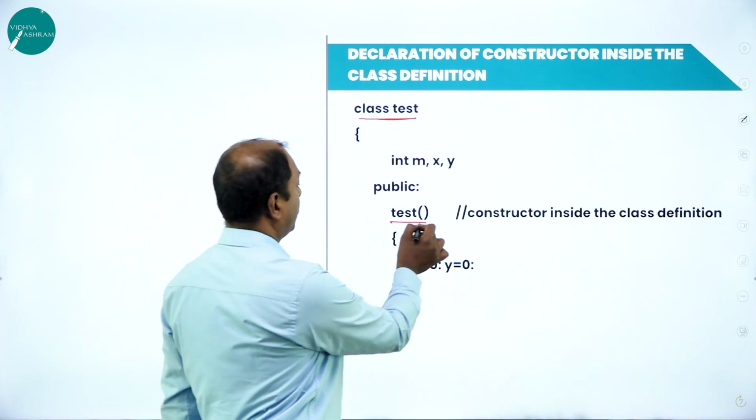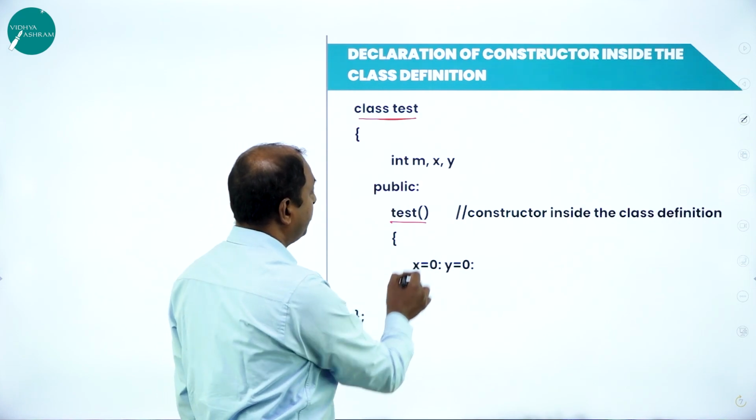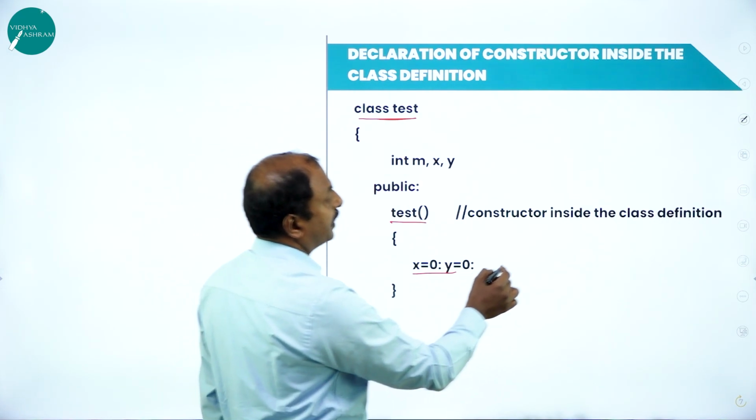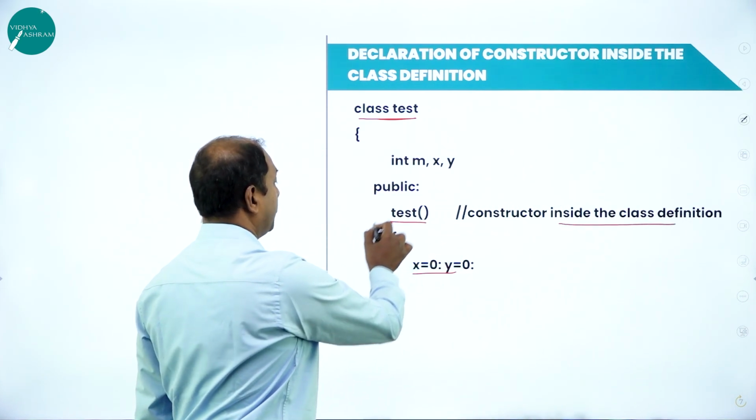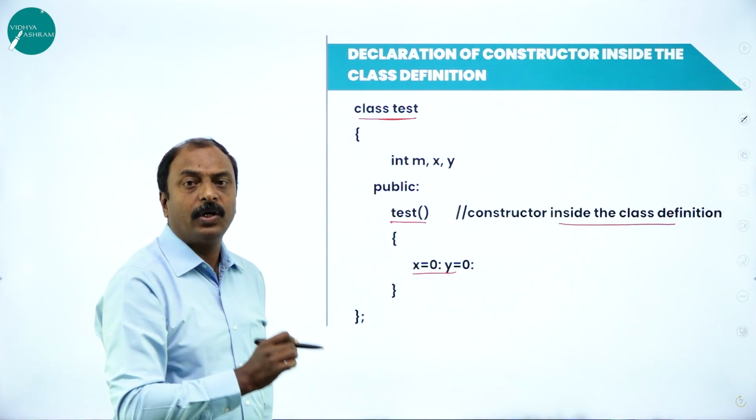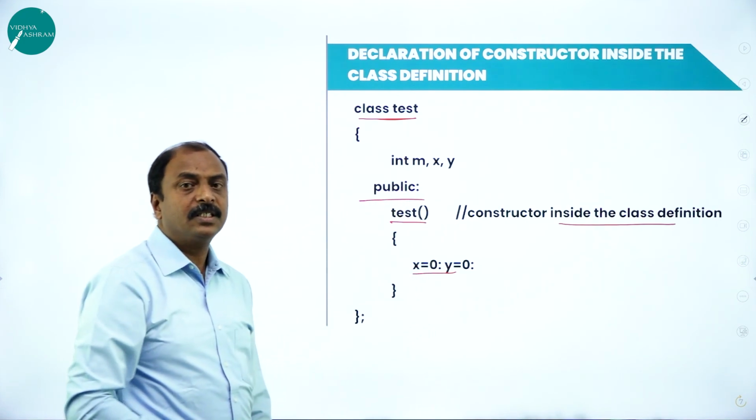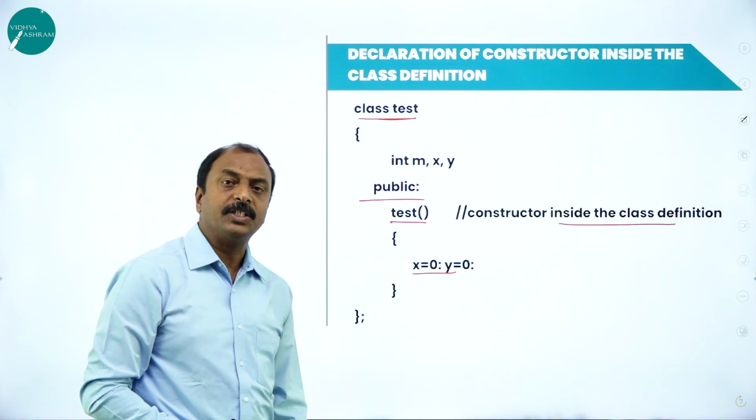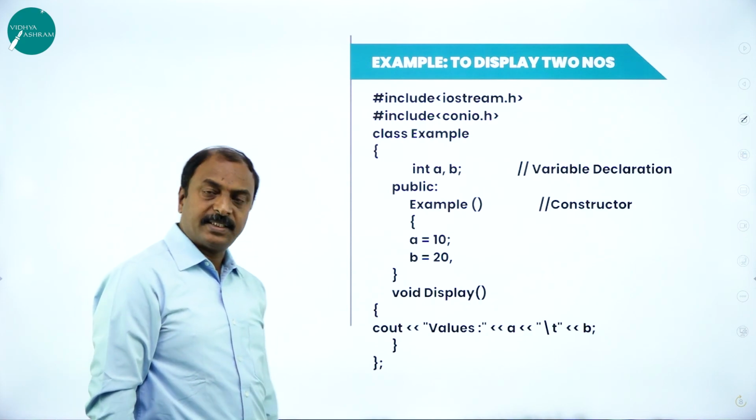By looking at this, we can make out it is a constructor, and inside that we are initializing the data members. This is inside the class definition. We have written the definition of this constructor inside the class definition, and note that it is declared under the public access specifier. So this is an example of how to define a constructor in a class. Now let us see a simple example.